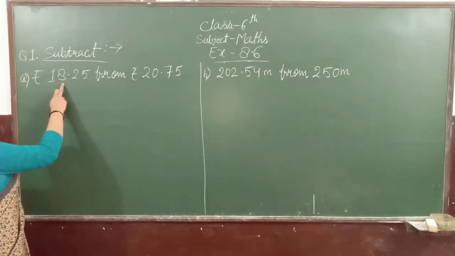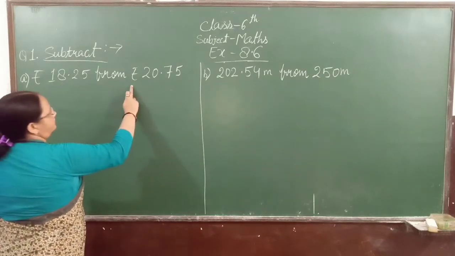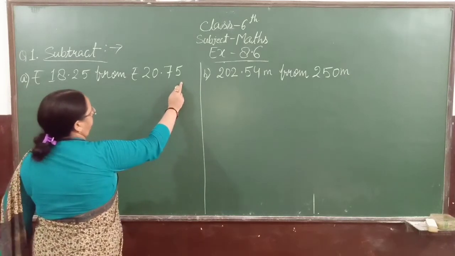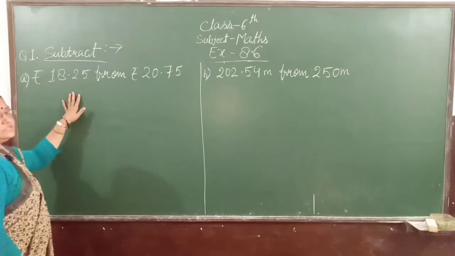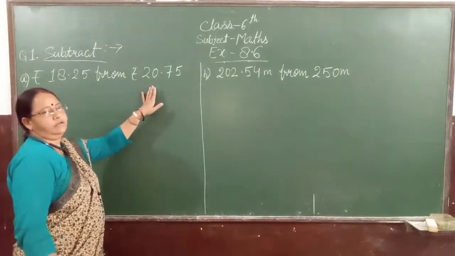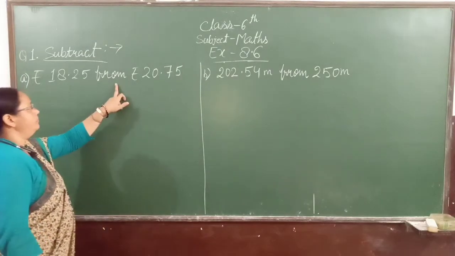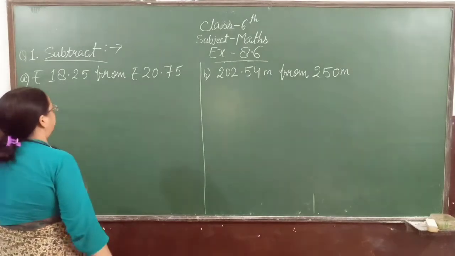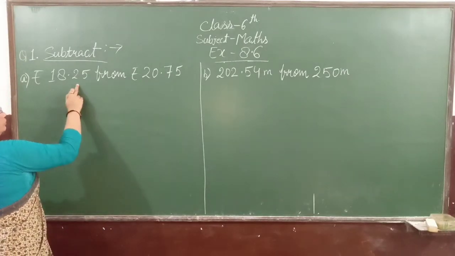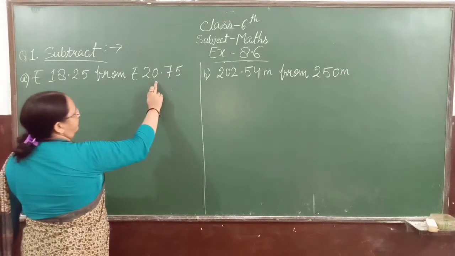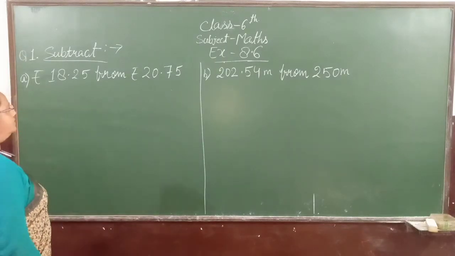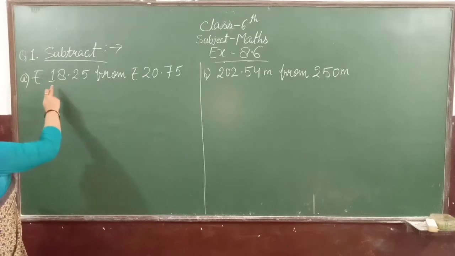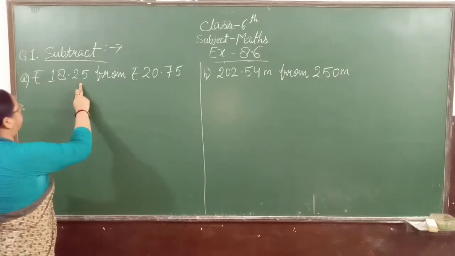Subtract rupees 18.25 from rupees 20.75. At first we decide which one is the greater, and "from" means we have to subtract 18.25 from 20.75. 20.75 is the larger value in comparison to 18.25.